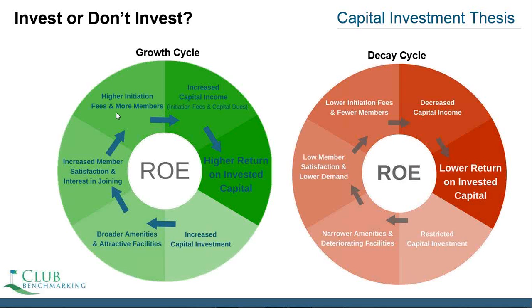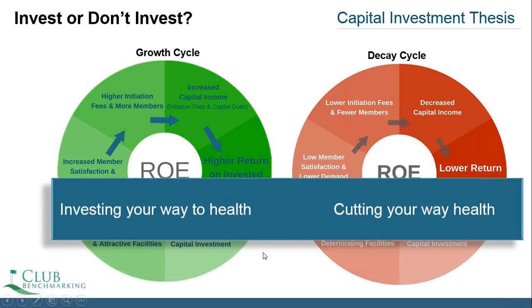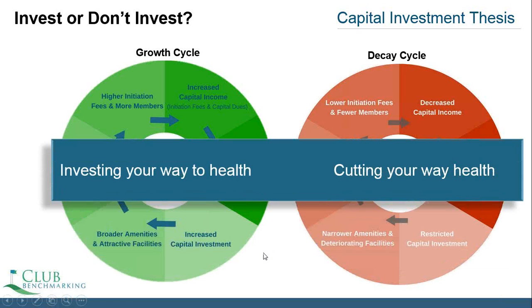Obviously, higher initiation fees and more members drive increased capital income, which brings more capital into the coffers, and you stay on that cycle. So it's easier to stay on this cycle than it is to get into this cycle. If you're on the decay cycle, and we'll talk a little bit more about it later, the only way you can get into this cycle is to frankly be fairly bold, because it's not an easy decision. It's not an easy thing to say we're in a little bit of trouble and we're going to get out of trouble by investing in the club. And ultimately, if you're trying to get healthy in any business, I don't care what service or product you make, it's about investing your way to health, not cutting your way to health.